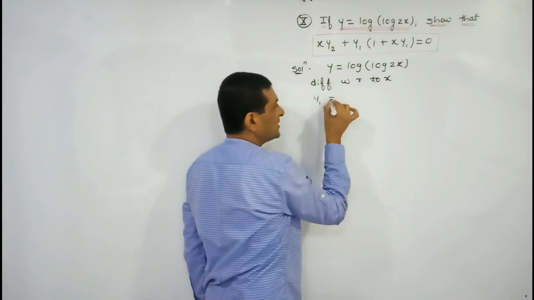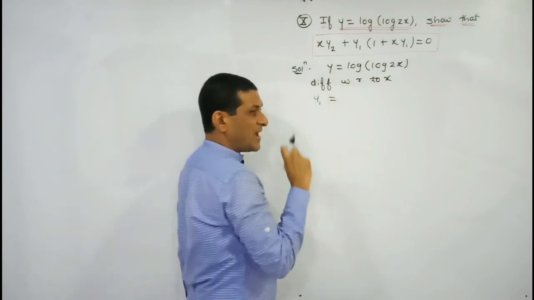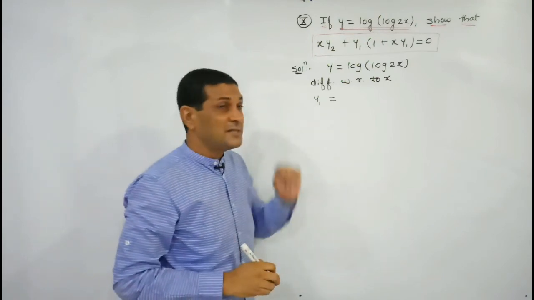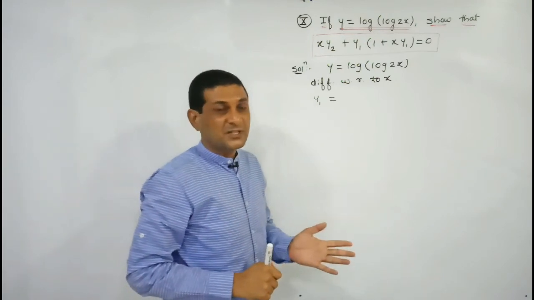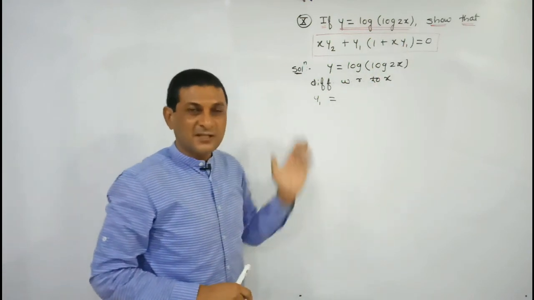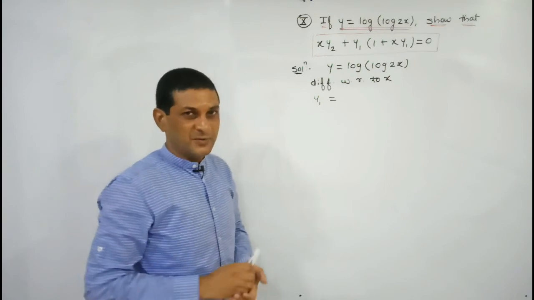I am denoting the derivative of y by y1. Generally we denote the derivative of y by what? dy by dx, but this is another notation for differentiation. Such a notation for first order derivative appears in the result. That's why we are denoting the first order derivative here by y1.